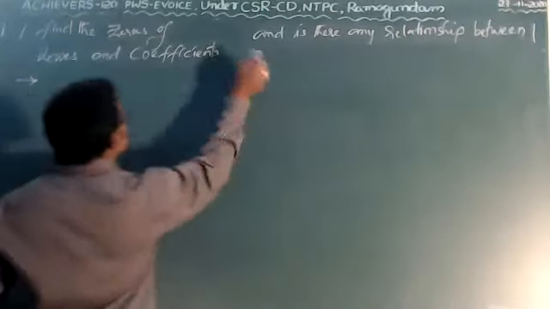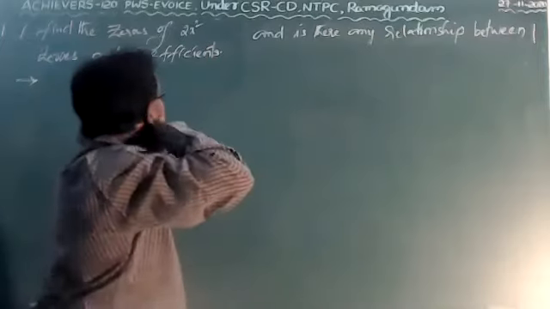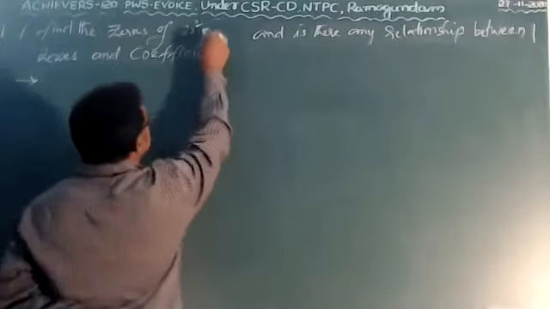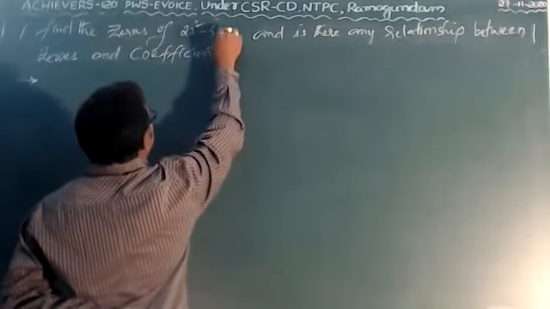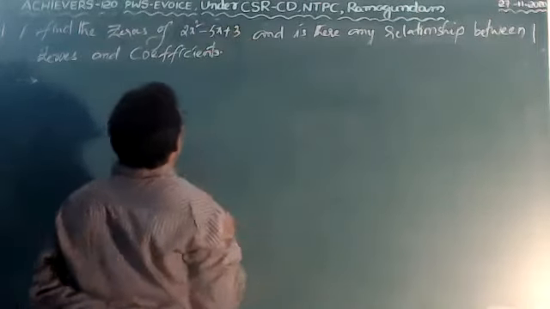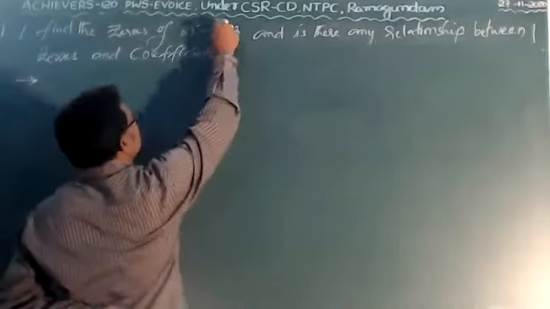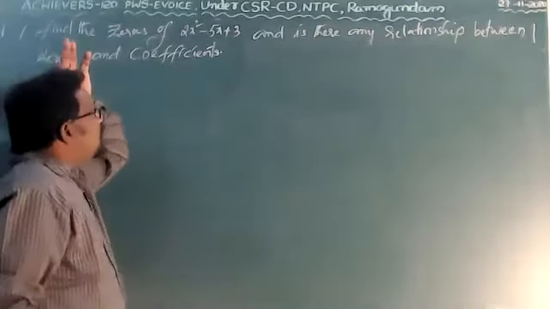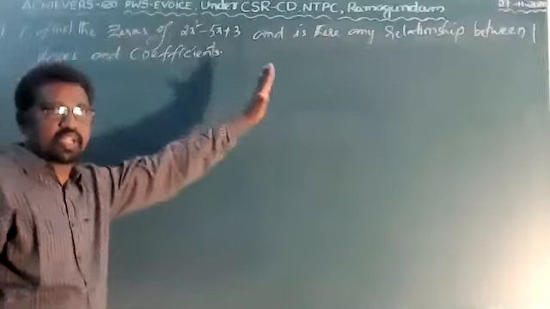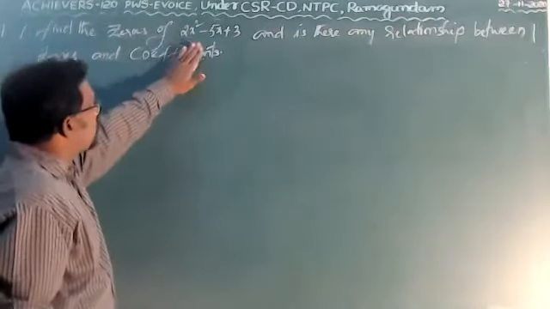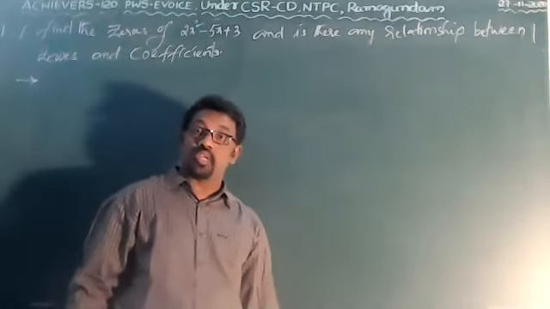Okay, find the zeros of. Let us go here, one more problem. 2x square minus 5x plus 3. 2x square minus 5x plus 3. Okay, from this, now same question. There is no change now. Find the zeros of 2x square minus 5x plus 3, and is there any relationship between zeros and coefficients?